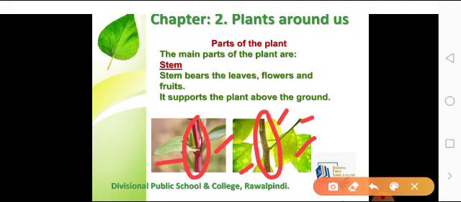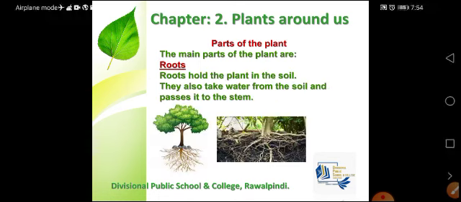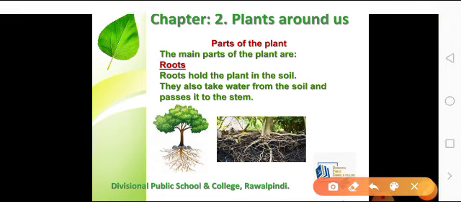It supports the plant above the ground. It holds the plant firmly attached to the ground. You can see the stem can be of different colors, like green, brown or a little pinkish. The next part of the plant is roots. I will take the pen again. You can see the roots in the picture. These are the roots. Roots hold the plant in the soil.